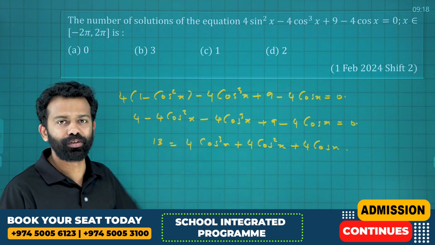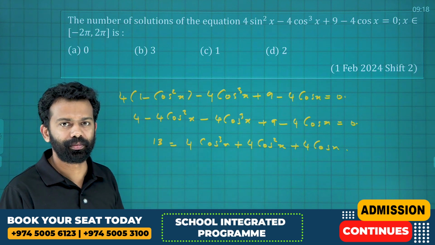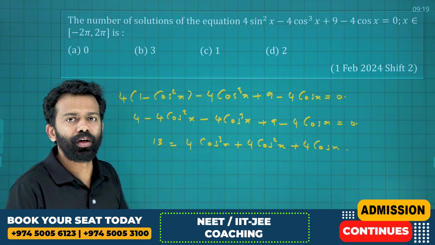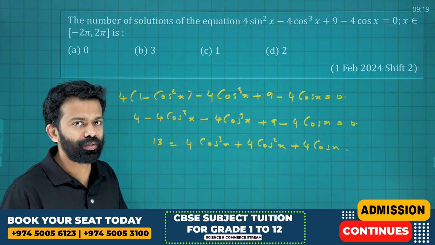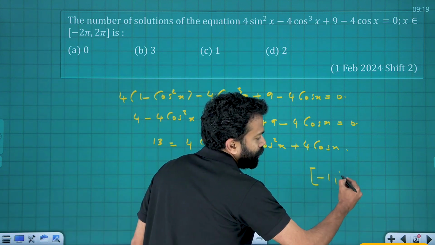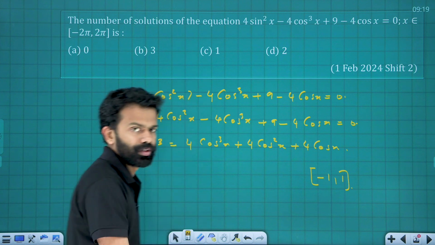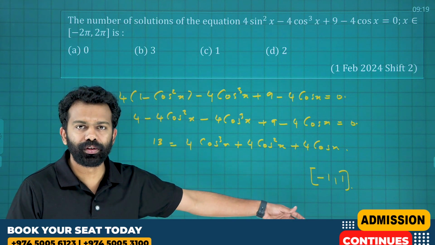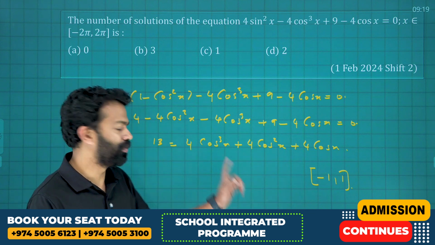And how are you going to solve this? It's a very easy one. What you should know is, what is the maximum value of cos x? What is the range of cos x? The range of cos x is the closed interval minus 1 to 1. That is what the range of cos x is. So what is the maximum value of cos x? The maximum value of cos x is 1.